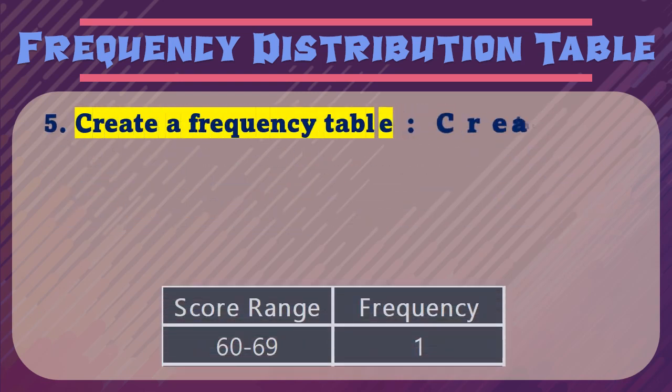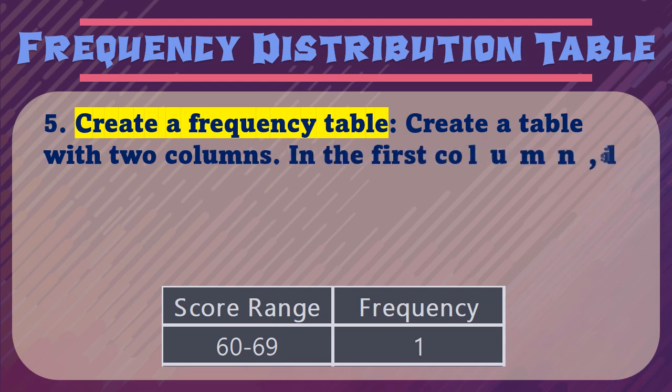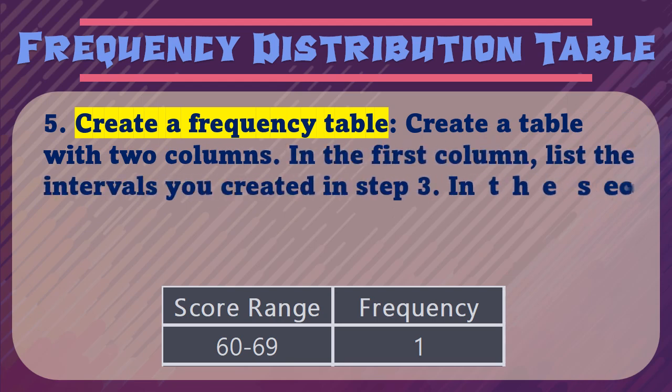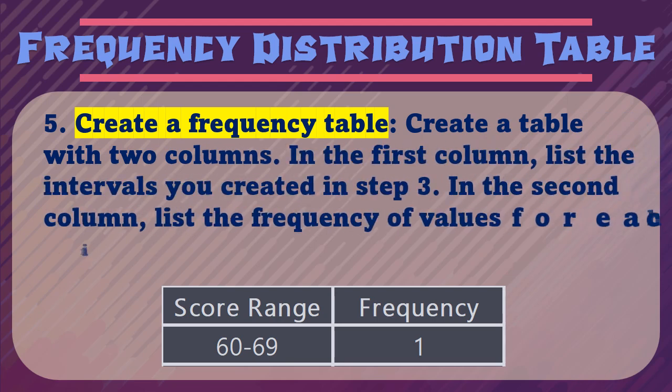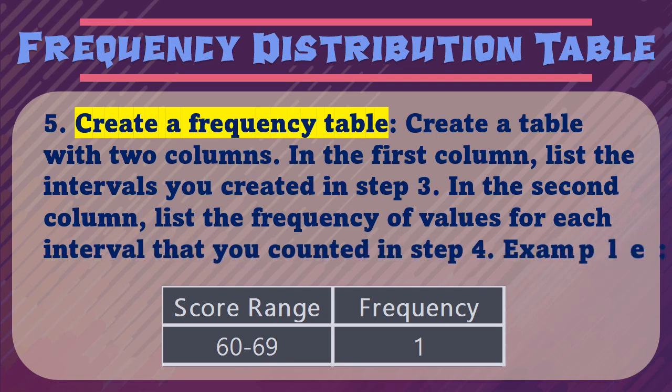5. Create a frequency table. Create a table with 2 columns. In the first column, list the intervals you created in step 3. In the second column, list the frequency of values for each interval that you counted in step 4. Example.